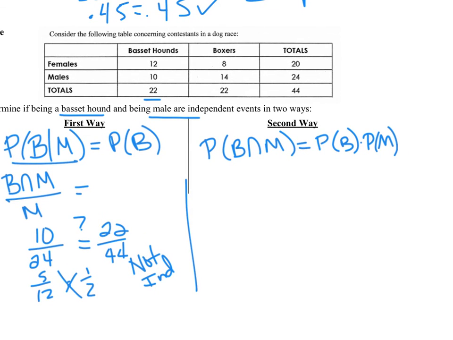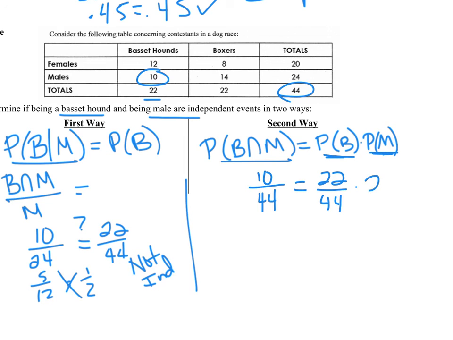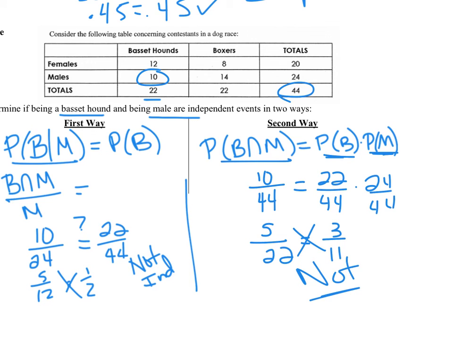The other one is you do basset hound and male. So basset hound and male is 10. Remember, this is not conditional, so it's always over the 44. Probability that he's a basset hound, that's 22 out of 44. Probability that he's a male is 24 out of 44. So when I reduce these, I get 5 out of 22 does not equal 3 out of 11. These are not the same, so same idea.